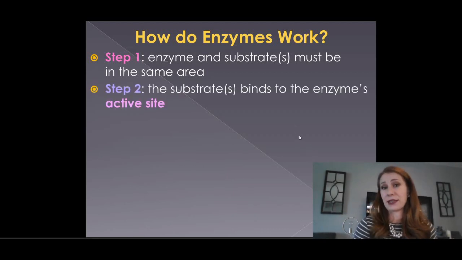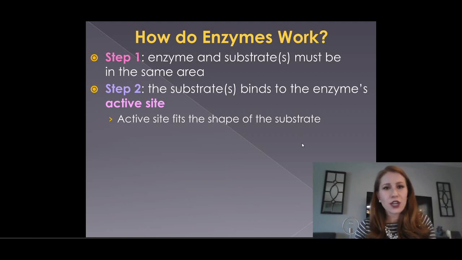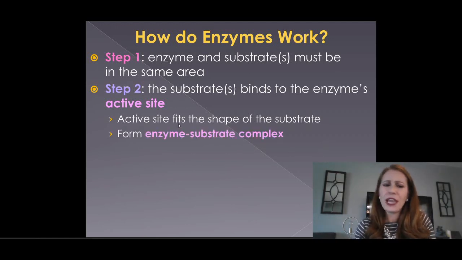The next thing that happens is that the substrate will bind to the active site on the enzyme. This is what I talked about when the key goes in the keyhole of the lock, which is the enzyme. So the active site is going to fit the shape of the substrate. So they're going to match. Sometimes the active site will change to fit the substrate, but sometimes it won't. So typically they fit together really well, but sometimes it will mold to fit the shape of a specific substrate. And that's a conformational change. And it forms that enzyme substrate complex because they are together now.